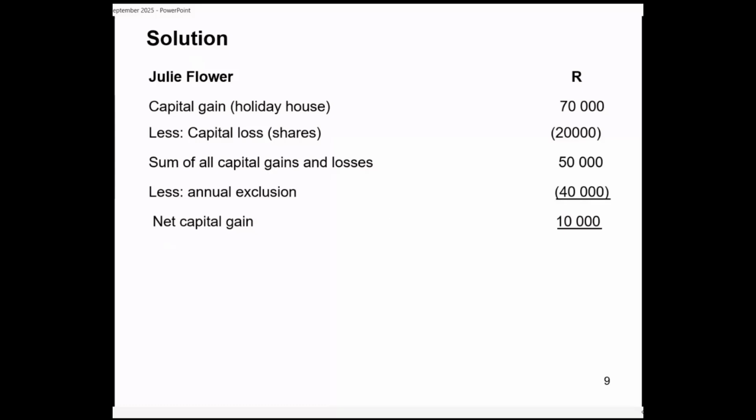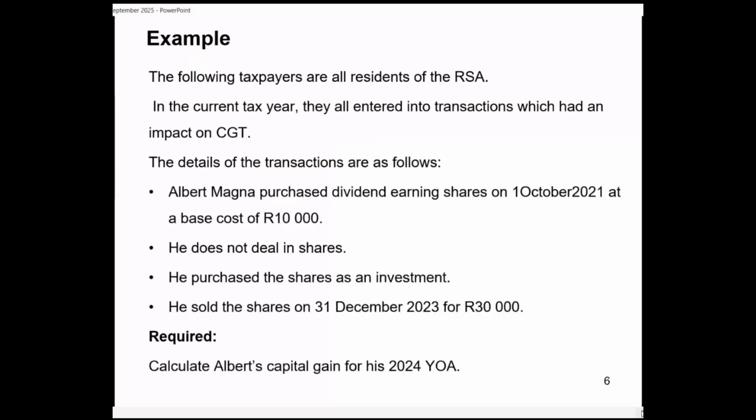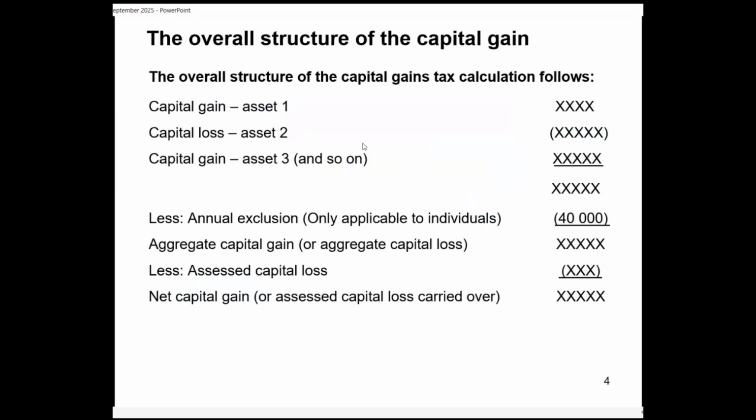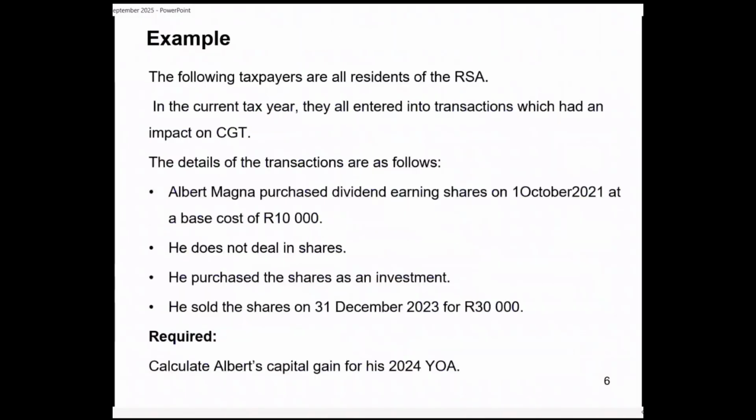So I was demonstrating what I've just said. In terms of the 8th schedule, the structure will be capital gain less capital losses, and then you less the annual exclusion, as I demonstrated in the solution to the question, to get the aggregate capital gain. Then you less the assessed loss, and then we get to the net capital gain. It's what we just did on this example.